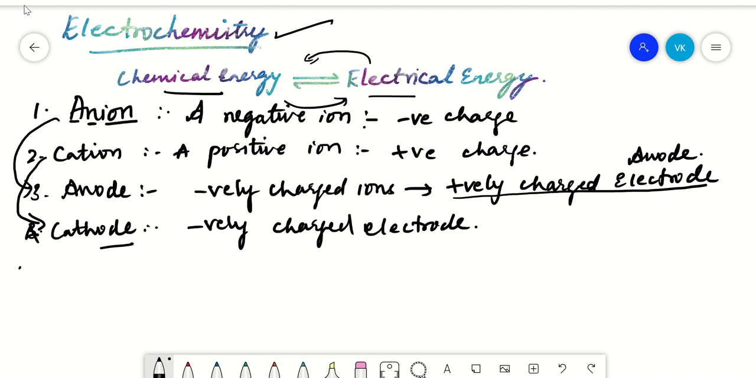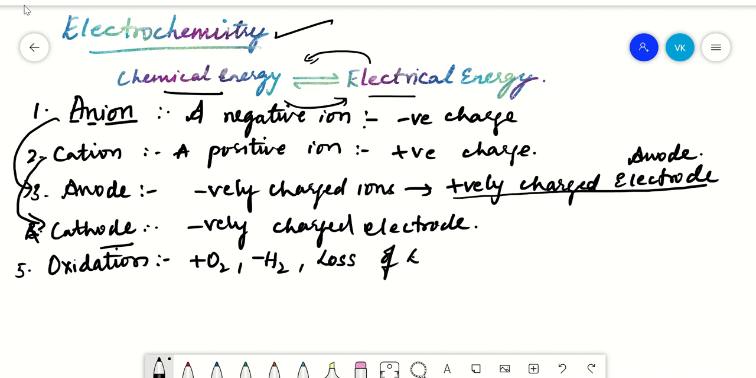Then the next term to be remembered here is oxidation. What do you mean by oxidation? Oxidation is addition of oxygen, removal of hydrogen, or you can also say loss of electrons. Loss of electrons is called oxidation, right? In your school days or older textbooks, you must have studied LEO, Leo means lion. LEO, Leo the lion is your oxidation. Loss of electrons is oxidation.